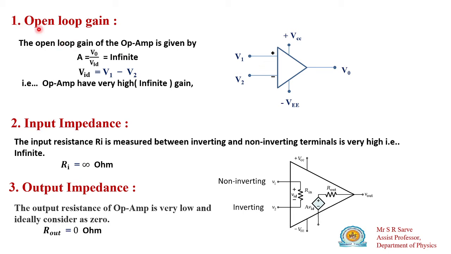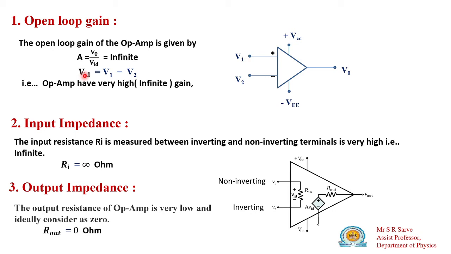So we'll learn about the first parameter, that is open loop gain. What is open loop gain? This operational amplifier does not have a feedback network. If it does not have feedback, meaning the output is not provided back to the input, that is the open loop operational amplifier. And what is the gain? Gain is the ratio of output to the difference between these two input signals.